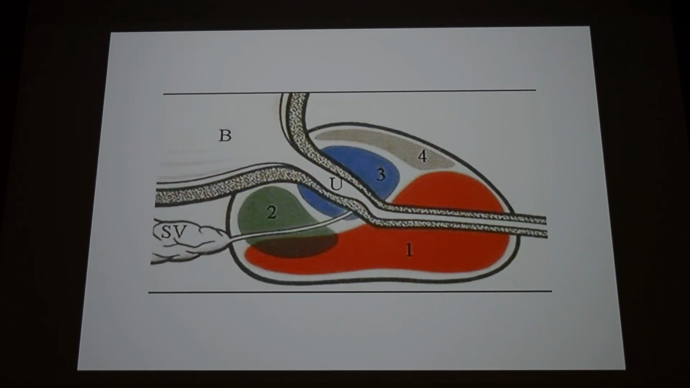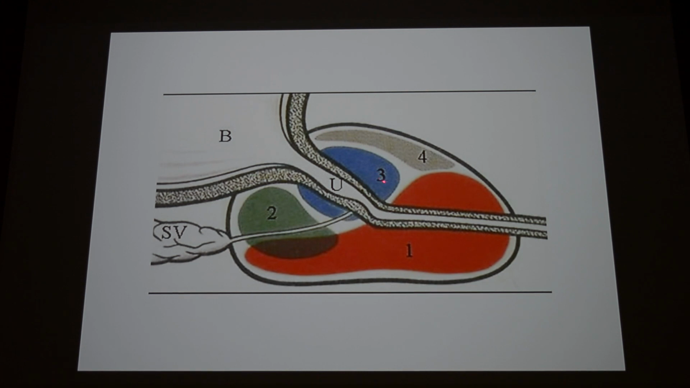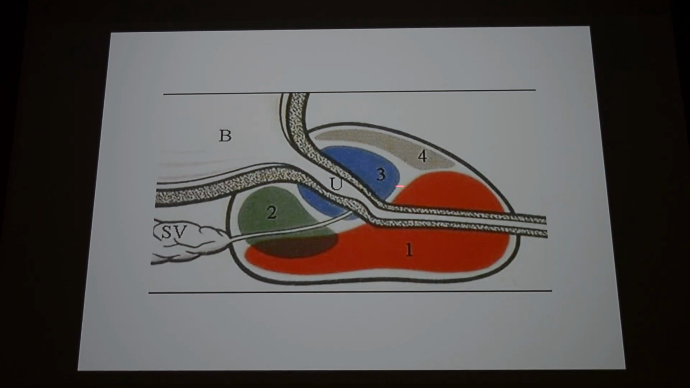Now, in this view you are looking at, this blue, number 3, is my transitional zone. Number 2 is my central zone. Number 4 is my fibromuscular zone. And this red thing is my peripheral zone. And you can see that this is the bladder, this is the prostatic urethra, this is the ejaculatory duct, seminal vesicles, and this is the urethra which is going through the prostate. This is showing you 1, 2, 3 and 4 zones of the prostate. Out of these zones, zone number 1 is for the cancer, and zone number 3 is for BPH. Are we clear?